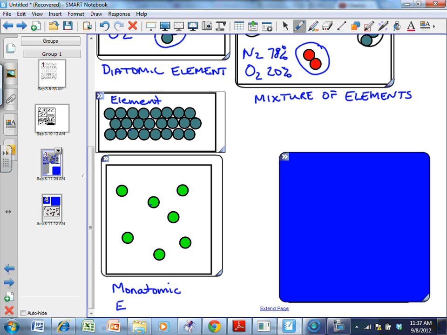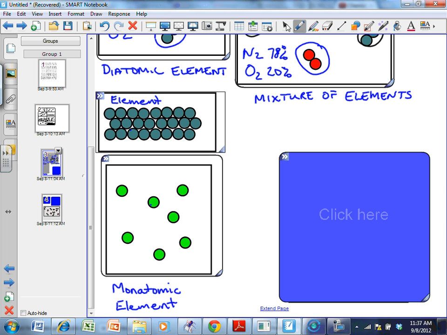So this could be neon, argon. The noble gases are found as single atoms. They're not joined to each other like diatomic elements. It also could be like a gaseous metal, like you heated a metal until it vaporized. That's possible too.